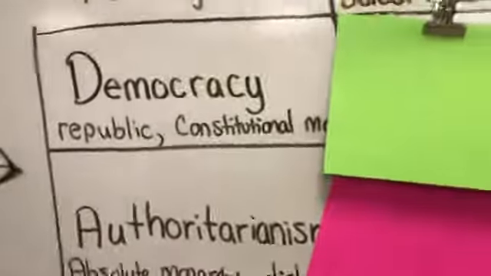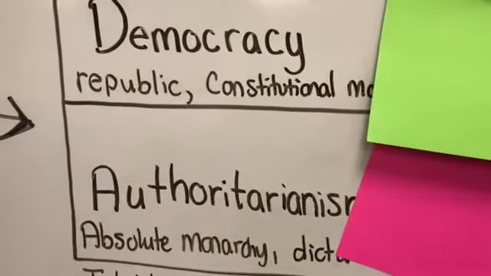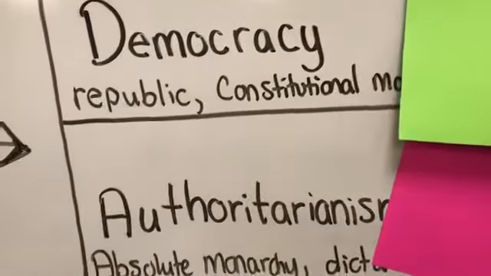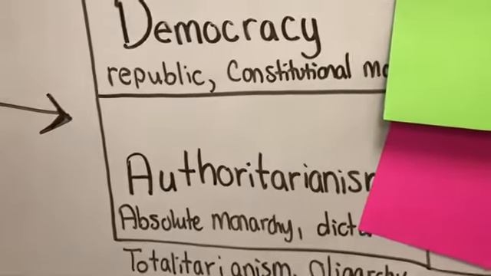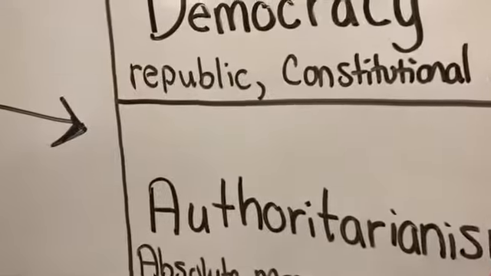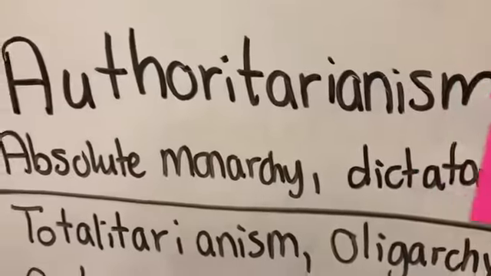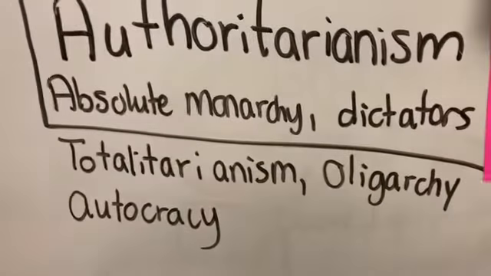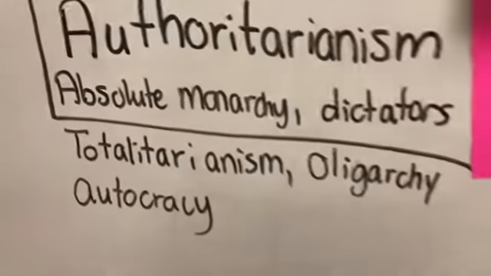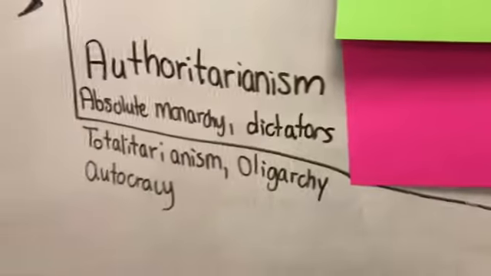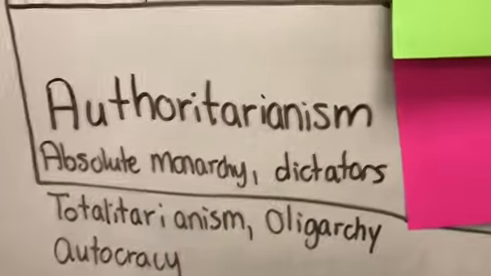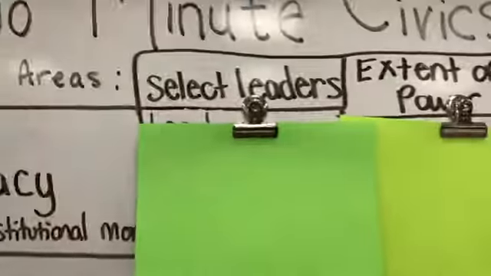Okay, so we're going to start with the first category. Some of the different kinds of governments you might see in a democracy are, of course, a republic, which is what we have, or a constitutional monarchy. In an authoritarian government, you might see an absolute monarchy, a dictator, totalitarianism, an oligarchy, or autocracy. There are many different forms of authoritarian governments. Okay, so let's start with the first one. How do they select their leaders?